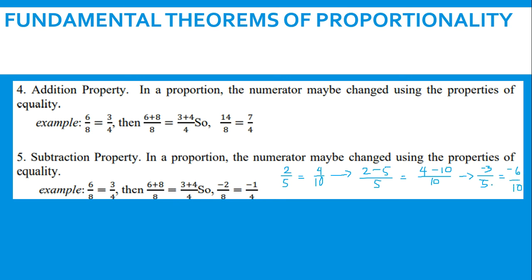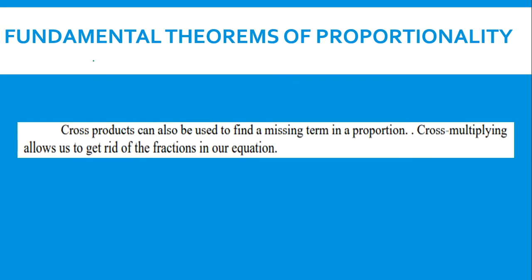If you're going to cross multiply, negative 3 times 10 is negative 30, and 5 times negative 6 is also negative 30. So correct. That is the explanation about the subtraction property.